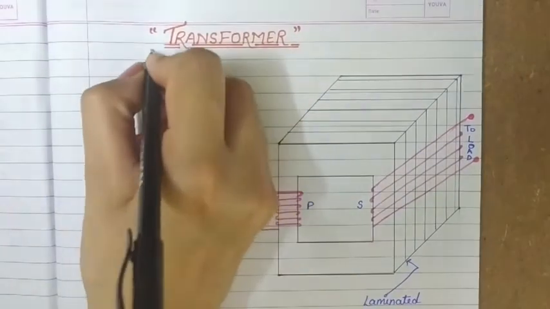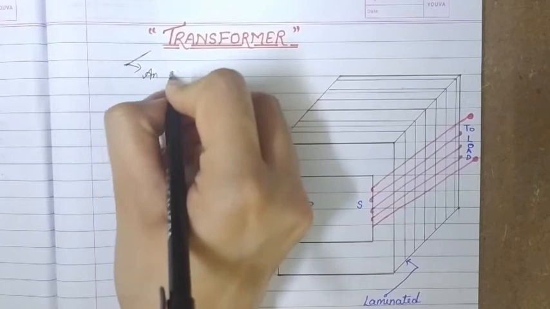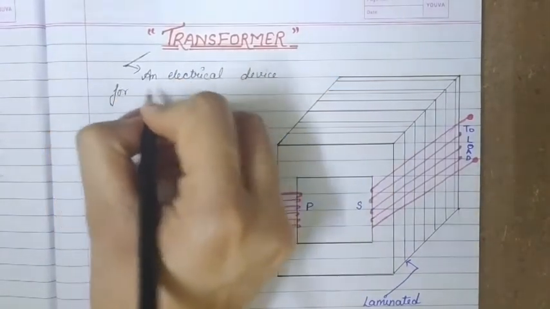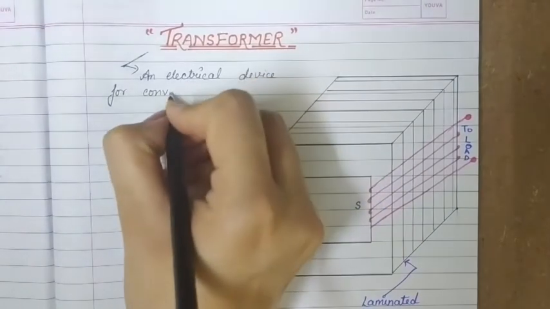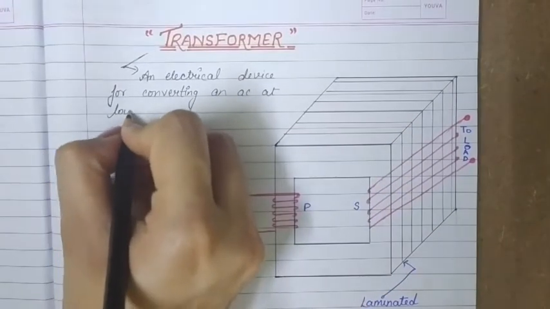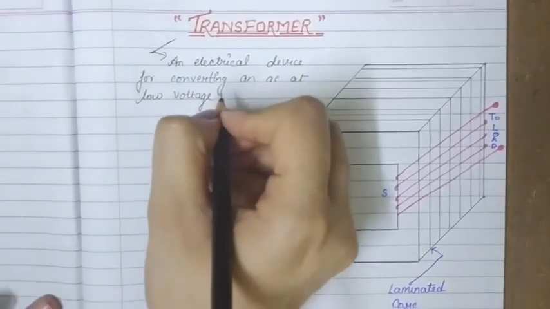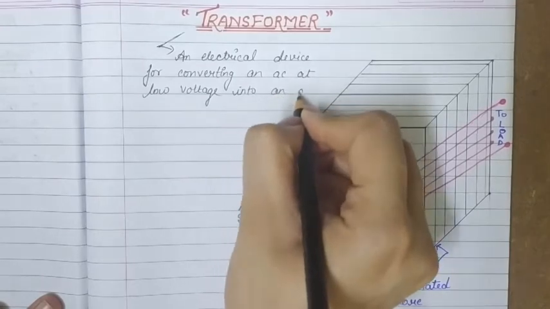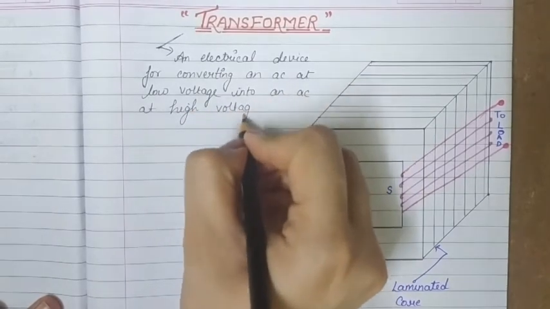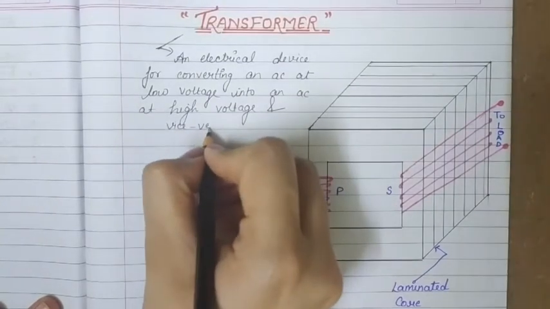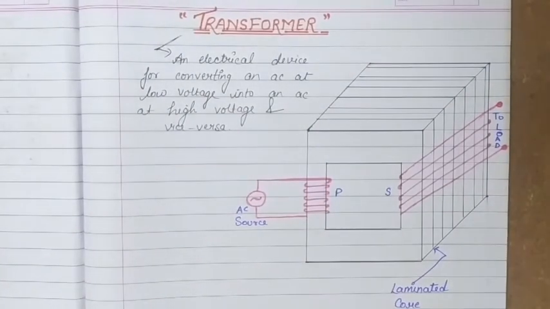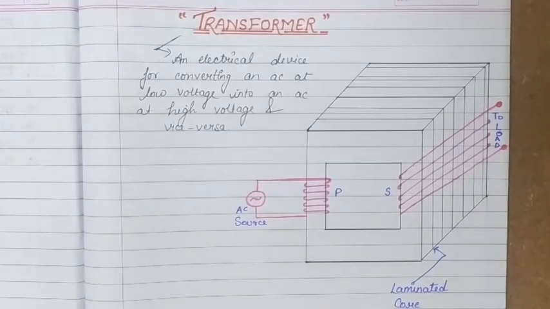So we can define transformer as an electrical device for converting an alternating current at low voltage into an alternating current at high voltage and vice versa, means opposite to that is also true. Then this device is called transformer.